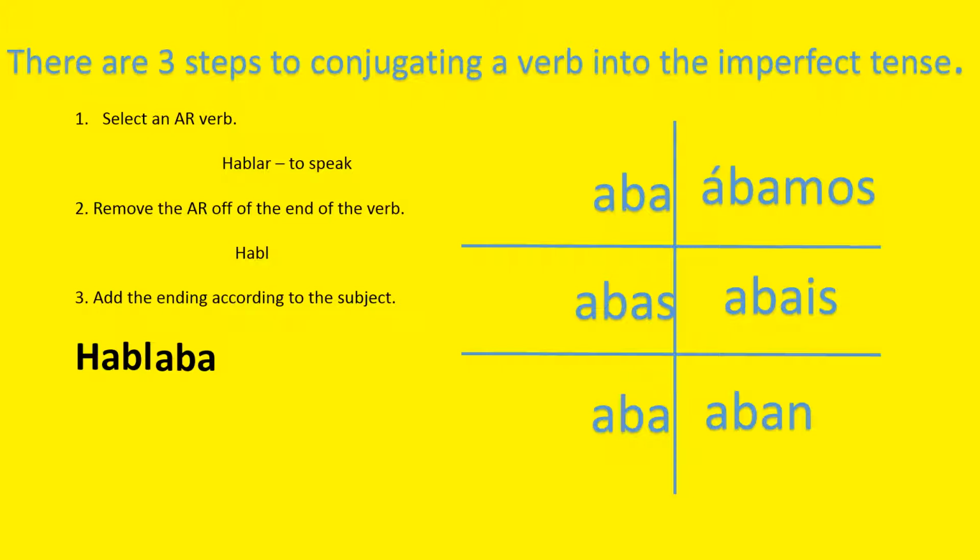Notice that this form is the same as the I form, in which case the pronoun's very important. So I will say yo hablaba, I was speaking, and I will say él hablaba, he was speaking, and I will say ella hablaba, she was speaking. Also, it's the formal you, usted hablaba, you were speaking. Hablábamos. Notice that accent over the A. It's not hablabamos, it's hablábamos, which means we were speaking. And hablaban, which means they or you all were speaking.